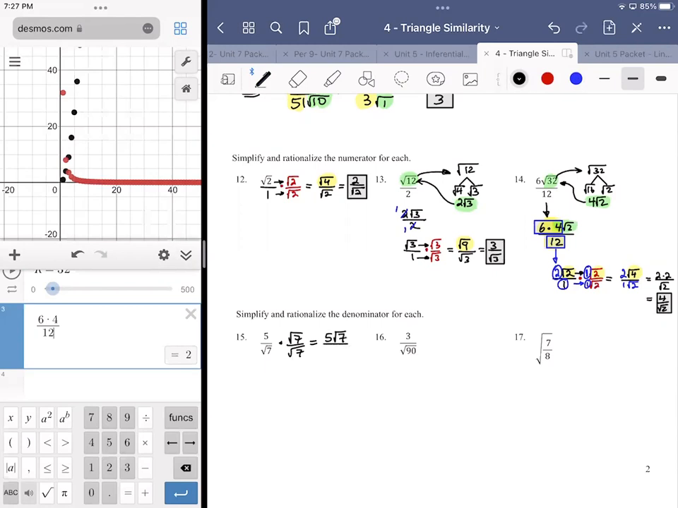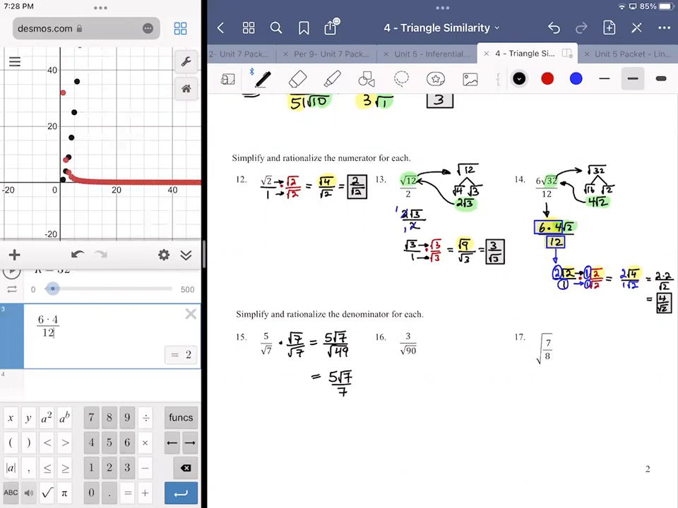And on the bottom, 7 times 7 is 49, so rad 49. But again, you can skip that step and just make it 5 rad 7 over 7. Right? Because the square root of 49 is 7. It's perfect.